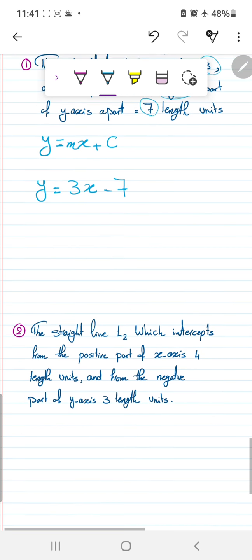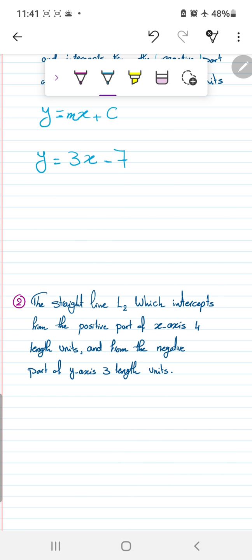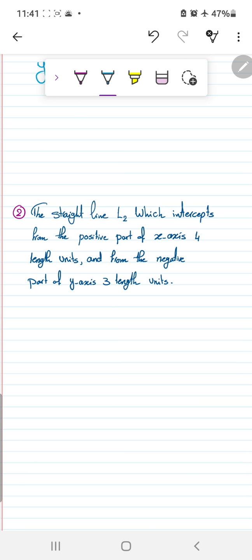But if we have the two intercepted parts from the x-axis and y-axis, we have a rule. Here we have number 2, find the equation of the straight line L2, which intercepts the positive part of the x-axis at 4 and the negative part of the y-axis at 3. If we have two intercepted parts, the rule is x over a plus y over b equals 1. A is the intercepted part of the x-axis, and b is the intercepted part of the y-axis.